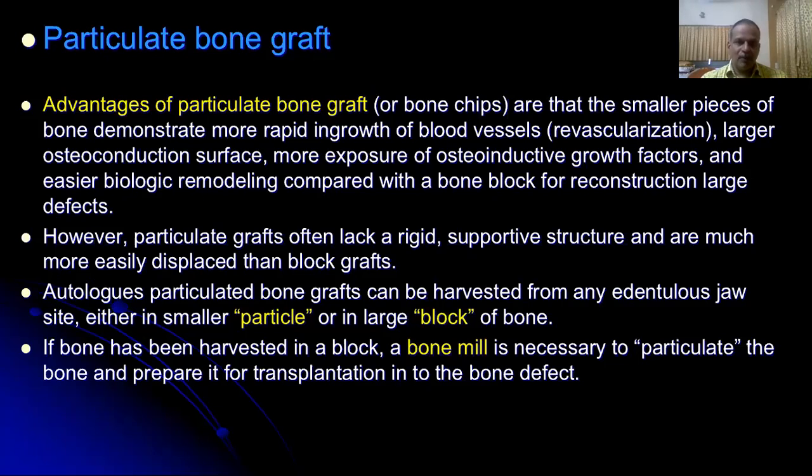Block bone grafts can be used for preparing the particulate bone grafts. Block bone grafts can be harvested either from intraoral sites or from extraoral sites. Intraoral sites such as the symphysis or ramus of the mandible, extraoral sites such as the iliac crest or the tibia bone. If bone has been harvested in a block, a bone mill is necessary to particulate the bone and prepare it for transplantation in the bone defect.